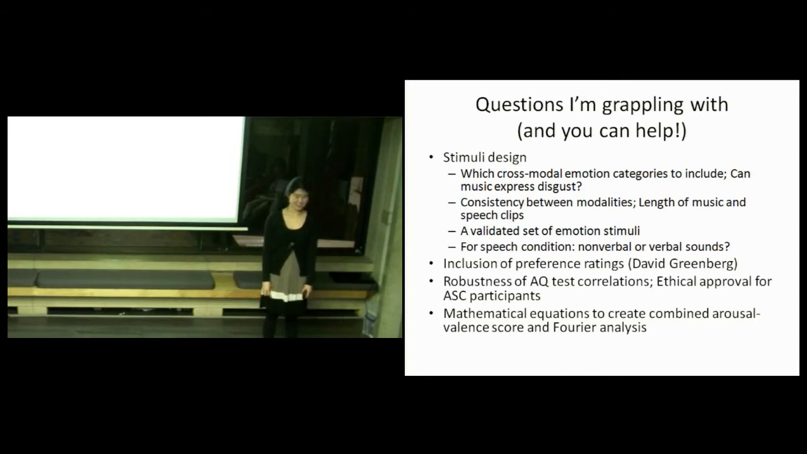The other question I'm thinking about is whether I should include preference ratings, so ratings of how much participants enjoyed it, because of possible collaborations. I think I'm going to do that. I have concerns about the robustness of the correlations, because it's difficult for me to get ethical approval to test clinically diagnosed people with ASC. So if anyone has suggestions on how to get that going faster, that'd be useful. And mathematical equations to combine the arousal and valence ratings is something I have to think about in the future. So I might need help from mathematicians to do that.